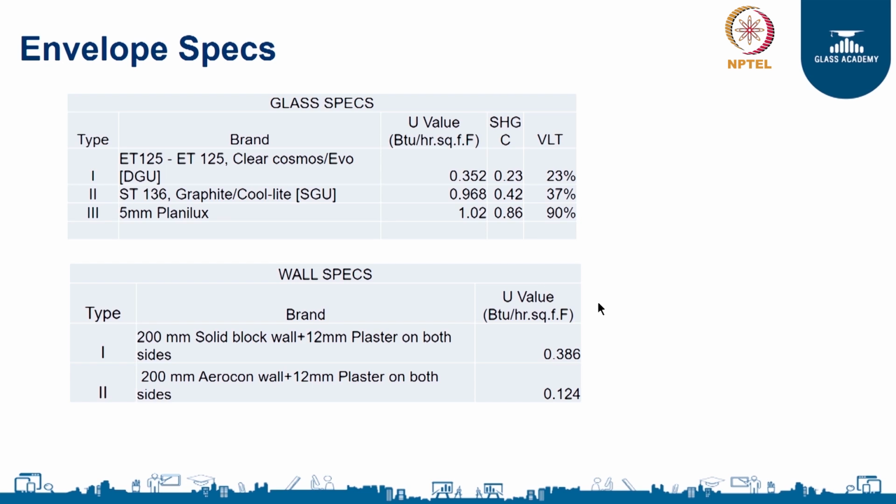The top table is talking about the glass specs. You had different varieties of glass which have different U values, different SHGCs. We spoke about U value, we spoke about solar heat gain coefficient. The VLT is the visual light transmittance, the amount of visual light that the glass would allow inside, which means it has a direct impact on the amount of daylight that you will get inside the building, right?